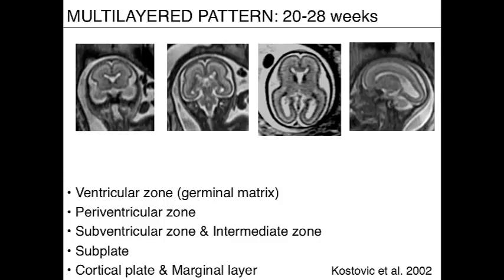In particular, when you look at the fetal brain on T2 weighted images, you can see that there's a hypointense area which represents germinal matrix. Superficial to that, there's a slightly hyperintense area representing the periventricular zone. Superficial to that, we have this more intermediate signal, which represents a combination of the subventricular zone and the intermediate zone, which will grow as it will become the future fetal white matter. And superficial to that, we have a hyperintense area representing the subplate.